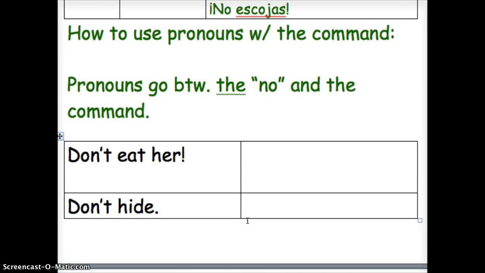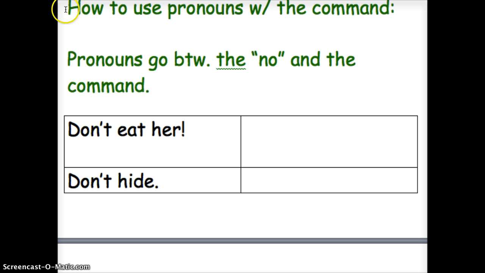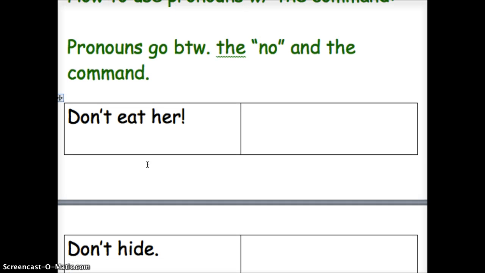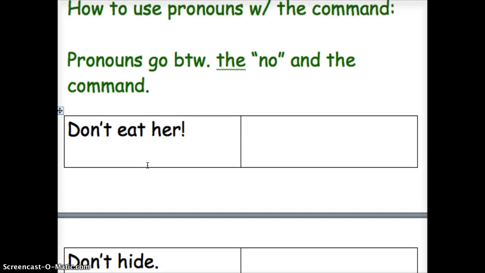So how to use pronouns with a command. If you need to say something like, don't eat her, or don't hide, which really you're saying, don't hide yourself. So if you have words like me, te, se, le, les, lo, la, los, las, all of those, they will go between the no and the command. You will not attach these to the command like you did with the tú affirmative command, which is kind of different because with both commands you're talking to one person informally, but the affirmative command in the tú form and the negative command, as you've already seen, they're very different.